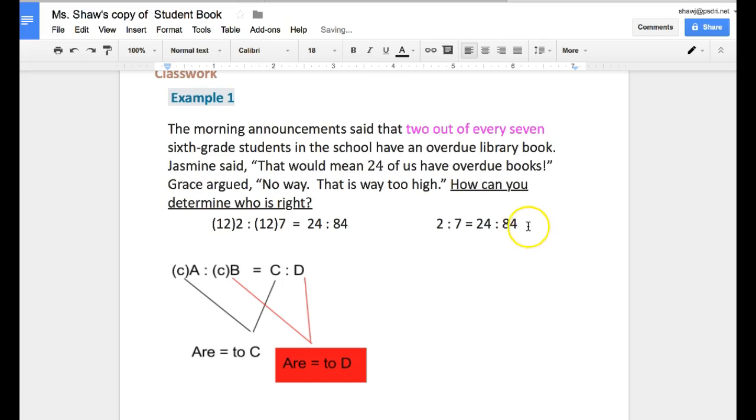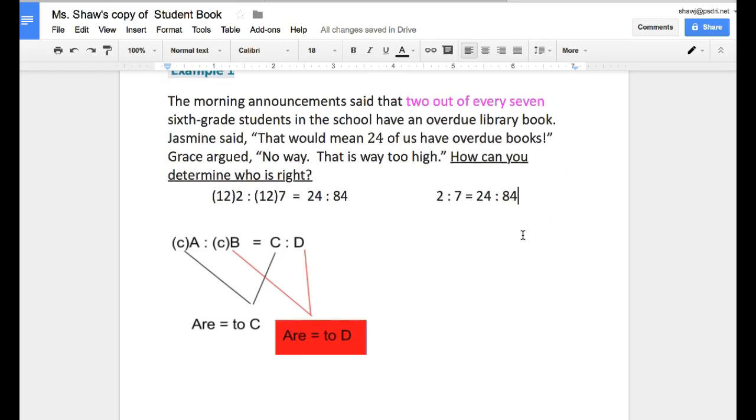And as long as we know how many students there are altogether in the 6th grade, then we could say that Jasmine is correct. But we would need to know if 84 is in fact the next number of students. Without knowing this information, we really can't determine who is right. So if we were going to create an equivalent ratio, it would be 2 to 7 is equal to 24 to 84. So Jasmine and Grace depends on how many students there are in the 6th grade.